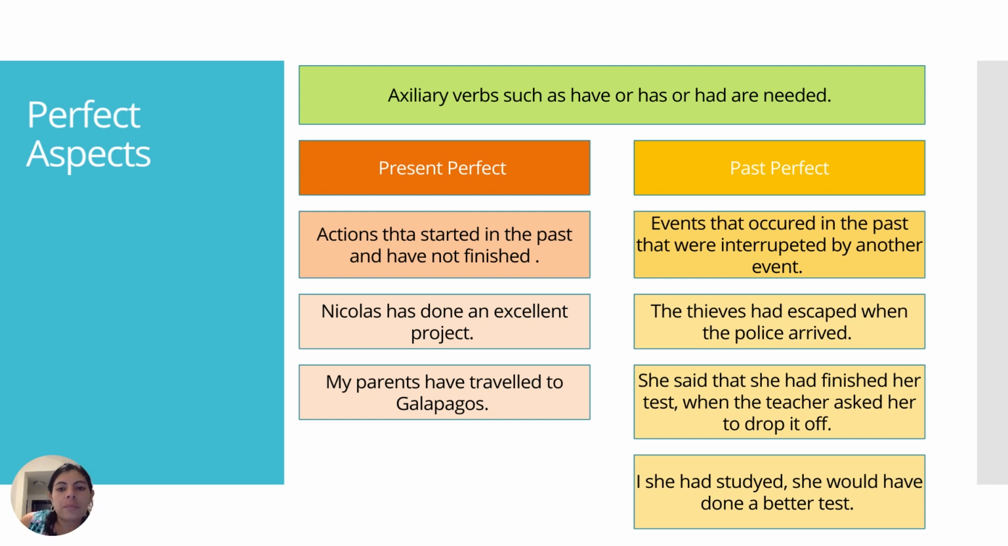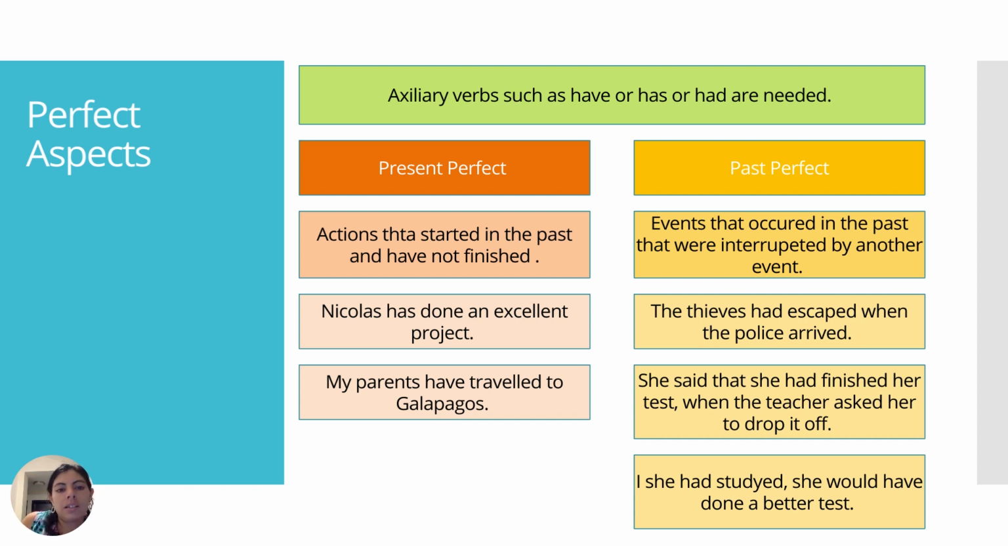And the next one is a conditional. In this case, it is: if she had studied, she would have done a better test. Maybe she did not study enough, so she got a very bad grade or something like that. So if she had studied, it's a conditional, she would have done a better test.